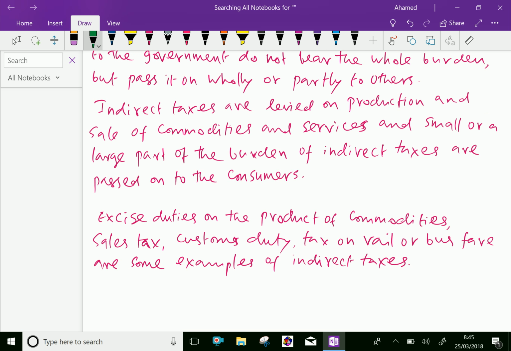For example, suppose we are buying a commodity like soap. Here, the manufacturer pays a tax like excise duty and some other taxes to the government to produce the soap, and adds the tax amount to the price of the soap, and the tax is passed to the consumers. Wholly or partly, for each and every commodity, the tax is added to them. So the burden is transferred from the producer to the consumer.